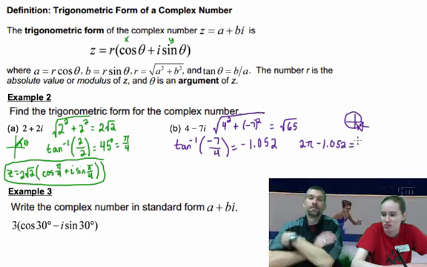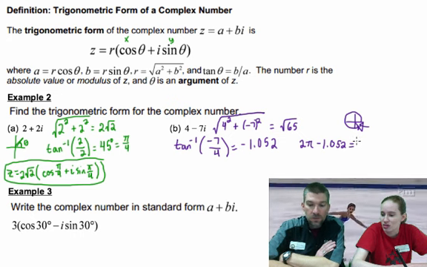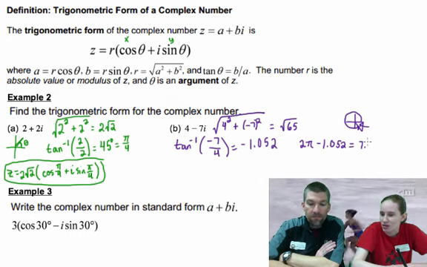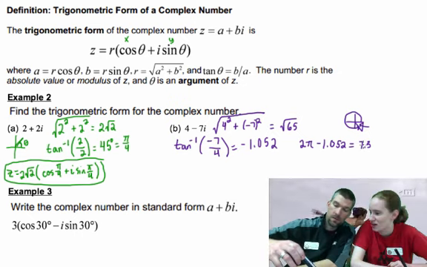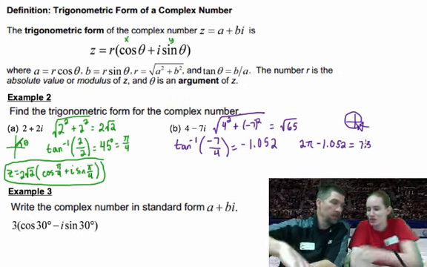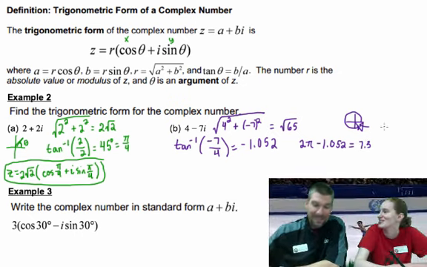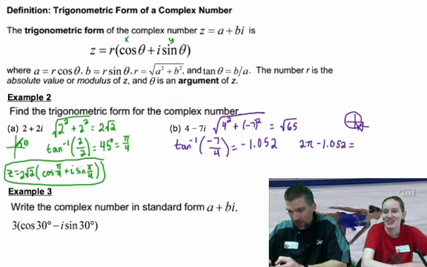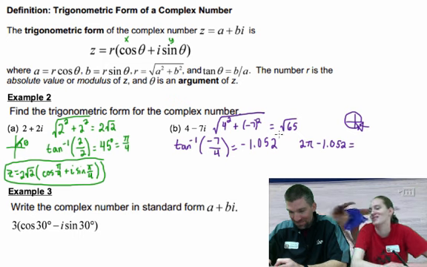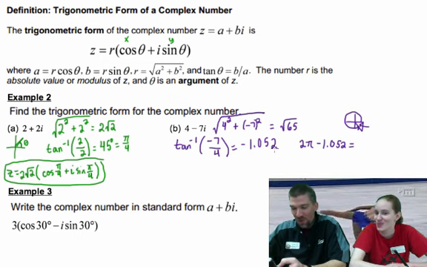7.3348. 7.335. What is 2 pi? 2 pi is... you just did what I told them not to do. Dang it! You minus the negative. I was like, that's bigger than 2 pi. What I meant to say was, this is an example of what happens if you do 2 pi minus a negative 1.052.